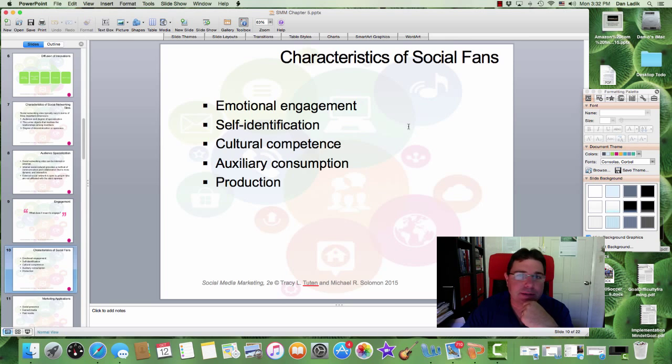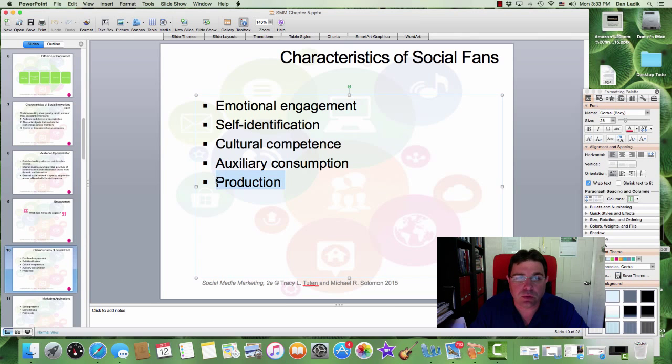Characteristics of social fans. So they are emotionally, mentally, sometimes physically engaged. They self-identify, like I am a Snapchat user. I love LinkedIn. I love this particular community. There is that self-identification. There is consumption or purchases, or use, beyond this particular community. And also production means they are contributing or adding to the community.